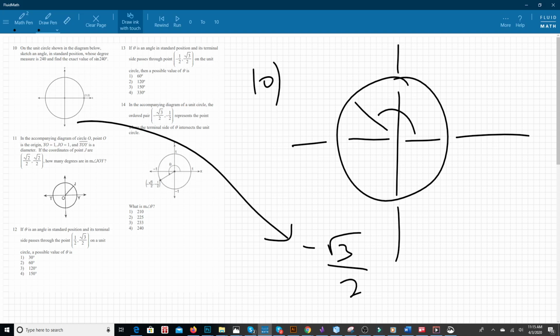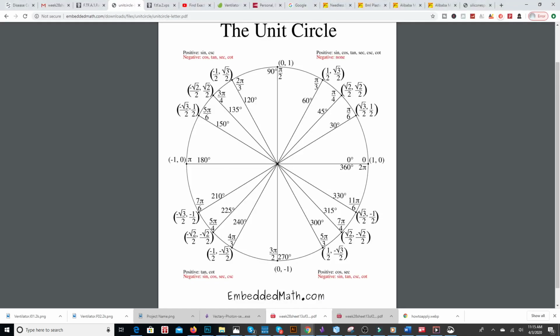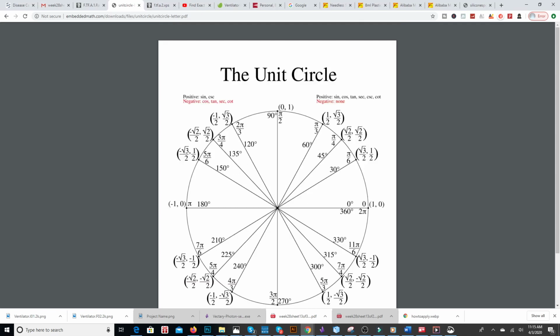So what I'm going to do is look up my reference chart. I'm looking for radical 2 over 2, radical 2 over 2, right? So right here, it's 45 degrees. Simple. This is pretty easy, right?